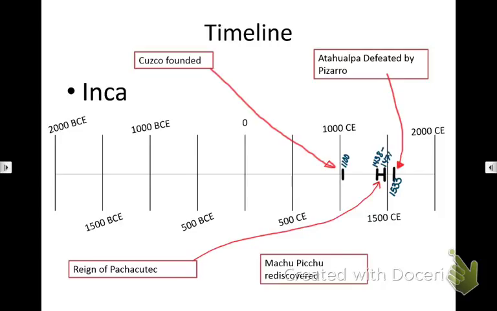And finally, the last information on our timeline was about the Incan city of Machu Picchu and how it was rediscovered in 1911.